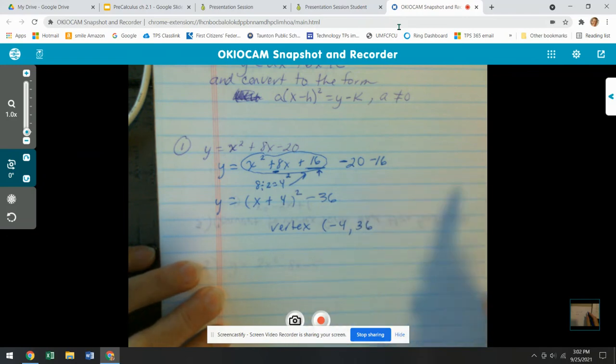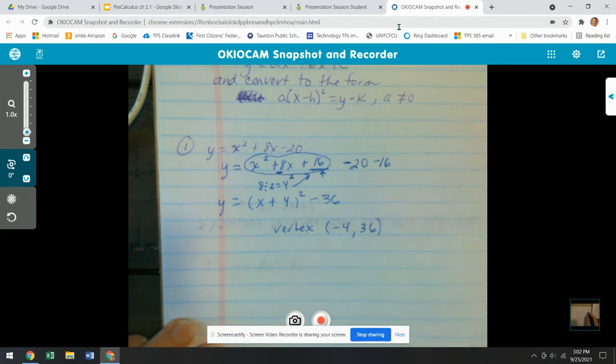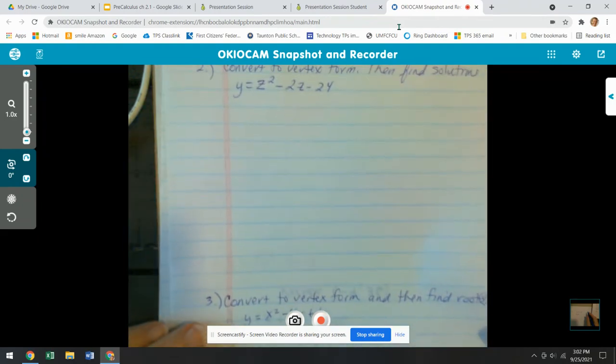Actually, it would be positive 36. Yeah, so we have a -36, so positive 36. Okay, close parentheses. I think I'm ready to flip this over and hope I have another one written down. Yep, convert to vertex form.